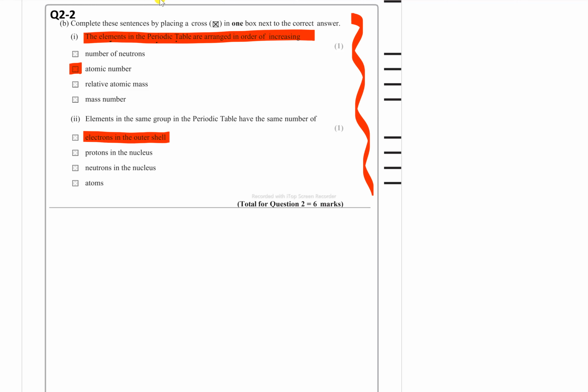Complete these sentences by placing the words. You've got to know this as well. Elements in the periodic table are arranged, very important you know this, in increasing atomic number. Elements in the same group in the period have the same number of electrons in the outer shell. We discussed that. Learn these two off by heart. So this is going to be simply a fact recall.